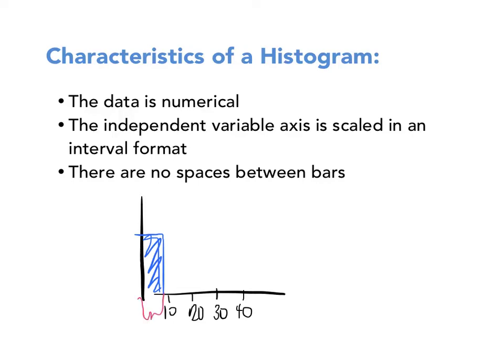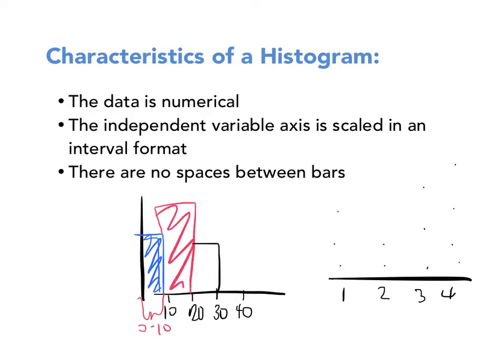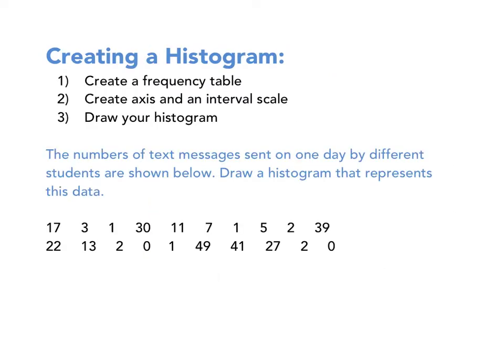It's not just like a dot plot where you have 1, 2, 3, 4, and then you have dots right above. No, all of these points would be in a range of like 0 to 5 or 0 to 4. And remember, there are no spaces between the bars. So it looks like that. To create a histogram, the first thing you have to do is make a frequency table. Then you have to create the axis and interval scale, and then you draw your histogram.